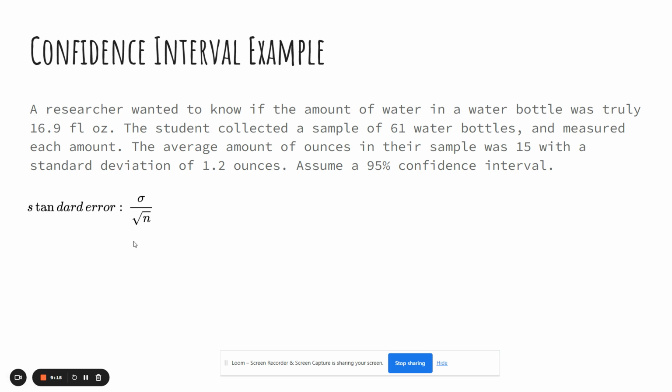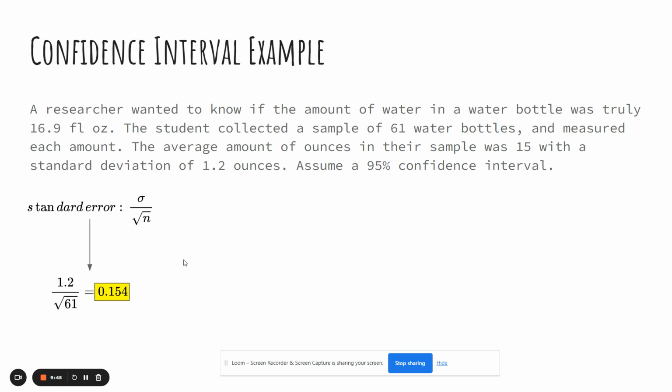First, we're going to calculate our margin of error. To calculate margin of error, you need to first calculate standard error, which is the same as from chapter 3: standard error is standard deviation divided by the square root of sample size. The standard deviation is 1.2, and I had 61 water bottles, so we put the numbers where they go, and I get a standard error of 0.154.